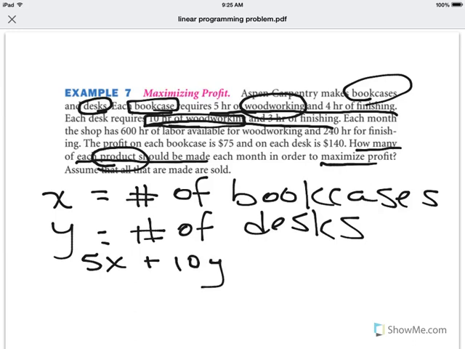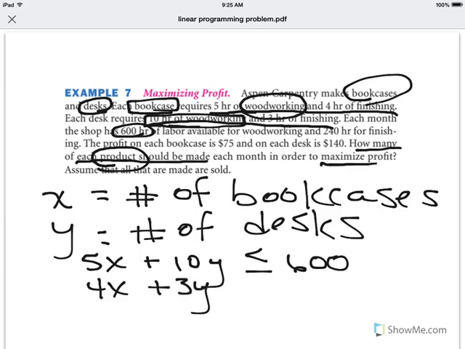And we only have 600 hours for woodworking. So we've got up to 600 hours. So it could be less than or equal to 600 hours there. Now we're going to do the same thing. Let's clear some of this stuff out here. We're going to do the same thing for our finishing. We've got 4 hours of finishing for a bookcase and 3 hours of finishing for a desk. So 4 hours of finishing for a bookcase and 3 hours of finishing for a desk.